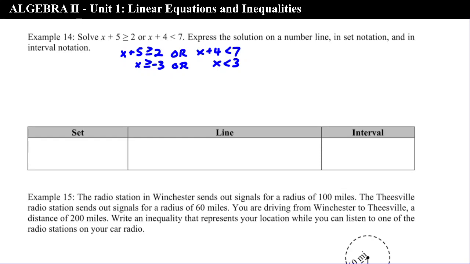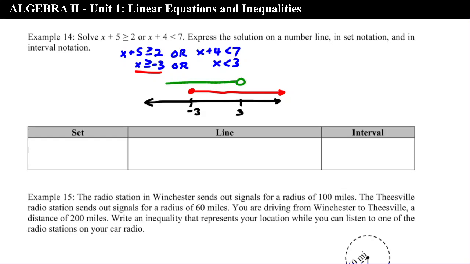Okay, let's graph these individually. Our points of interest being negative 3 and 3. Let's start with the left-hand one. We are including negative 3, and it's greater than, so we're going to the right. We are not including 3, and it's less than, so we're going to the left. And since this is an OR statement, we're doing everything along the line.